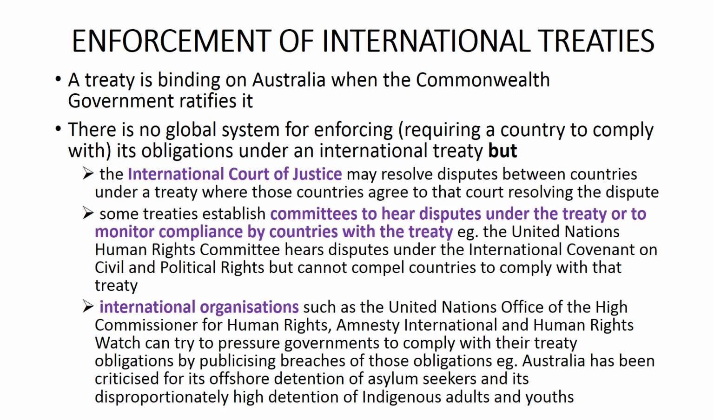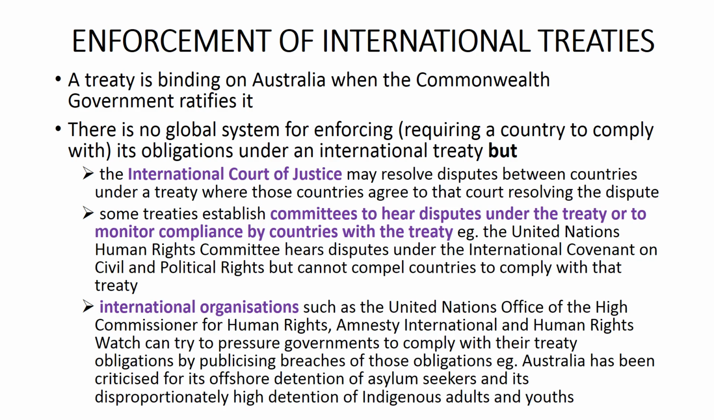That now brings us to the question of what happens if Australia, being a party to an international treaty, breaches its obligations under that treaty. You'll recall that a treaty is only binding on Australia when the Commonwealth Government has ratified it. Well, there is no global system for enforcing countries' obligations under international treaties. That is, there's no court or other body that has the responsibility or power to require a country to comply with its obligations under treaties that that country has signed.